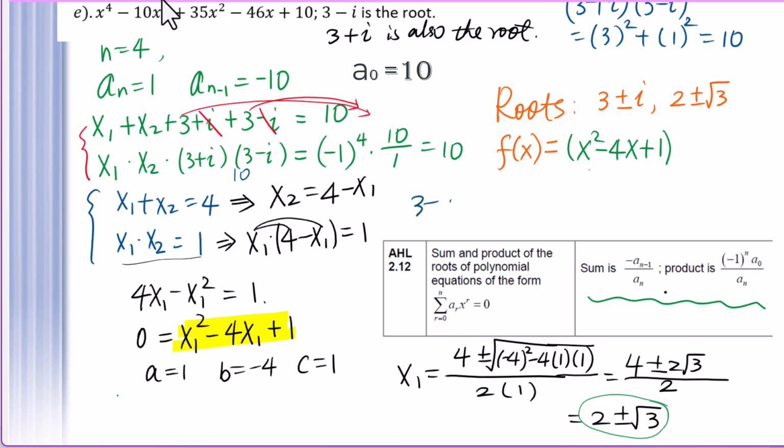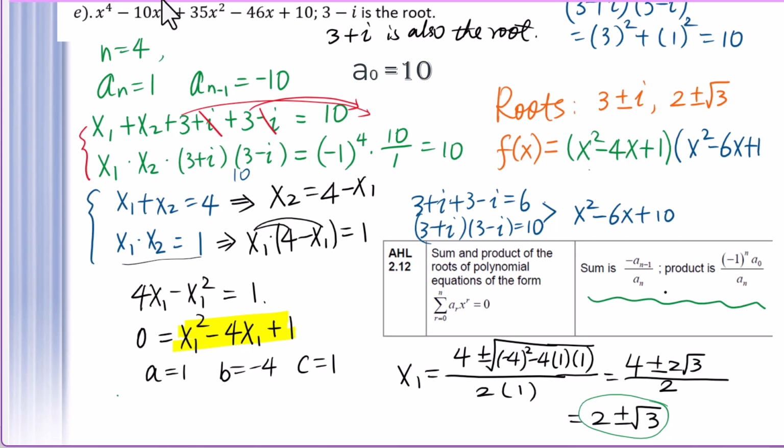We do know 3 plus i plus 3 minus i equals 6. 3 plus i times 3 minus i equals 10. So the Vieta's form of this quadratic function will be x squared minus 6x plus 10. So we get another factor for this polynomial, x squared minus 6x plus 10.